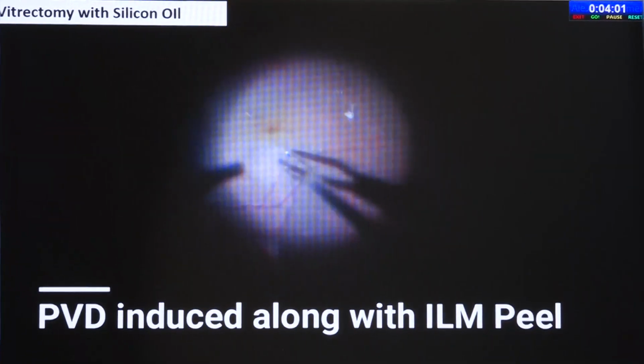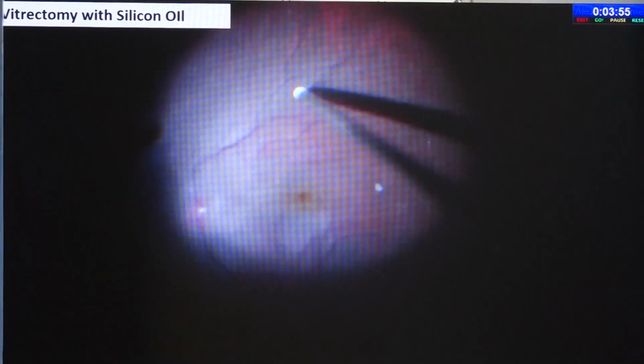Sometimes PVD is induced while you are doing the ILM peel, and you realize that there is still a layer of posterior hyaloid over there. When we start the ILM peeling, we come to know of this layer, and then we can remove it.